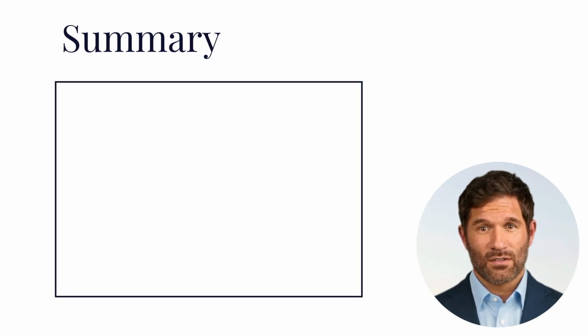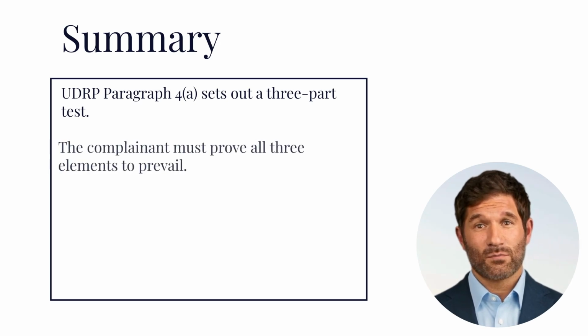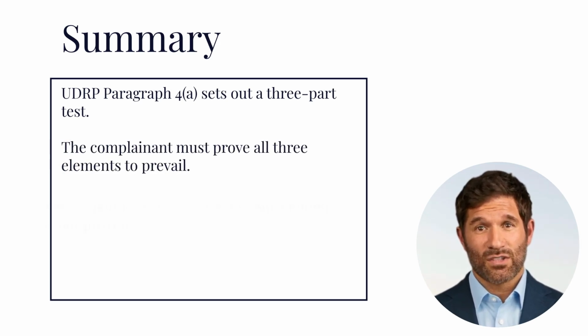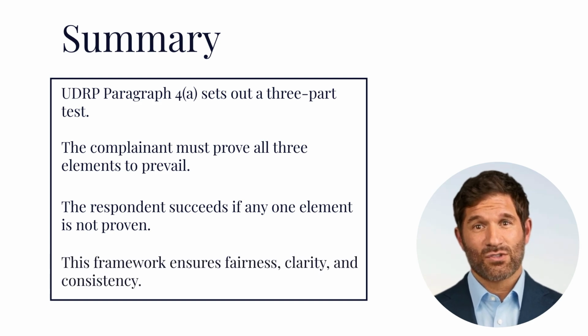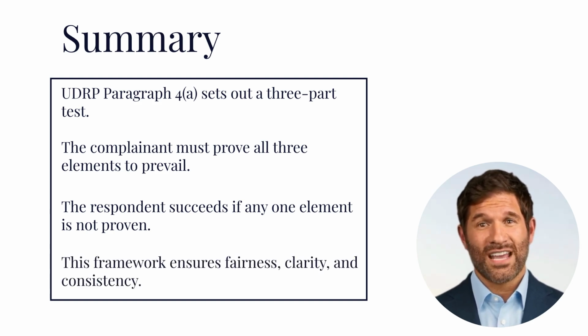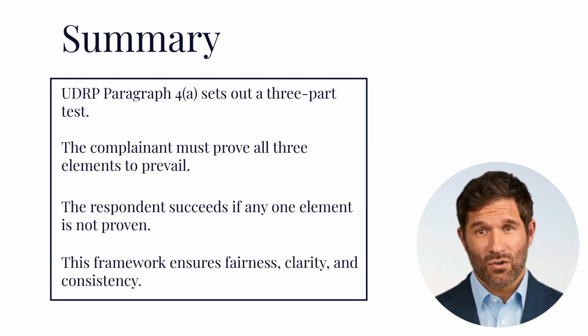To summarize, the UDRP is built around a 3-part legal test. Complainants must prove all 3 elements to win. Respondents only need to defeat one to succeed. This structure ensures a balanced and predictable process that protects legitimate trademark rights while safeguarding domain owners against overreach.